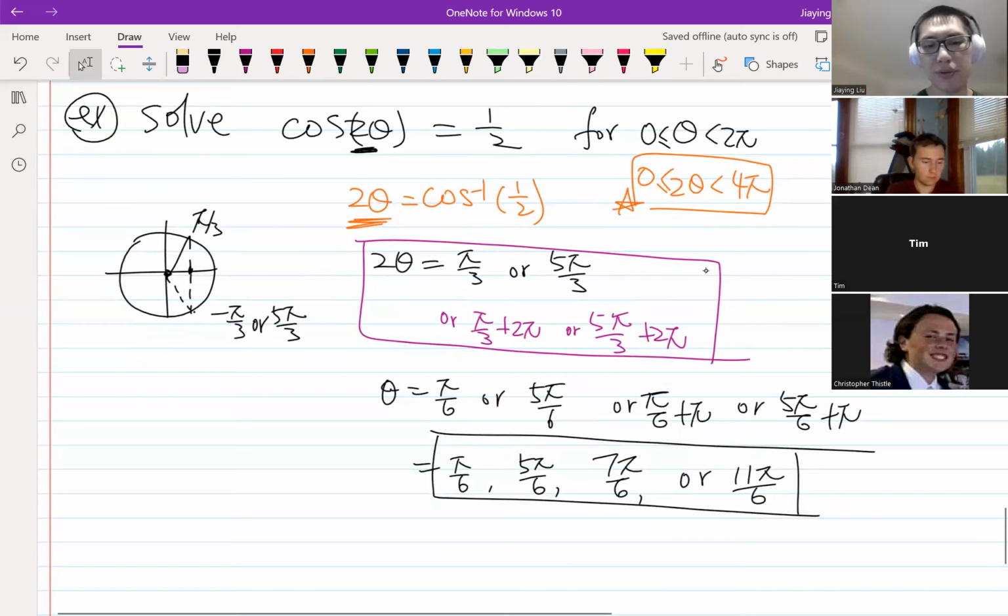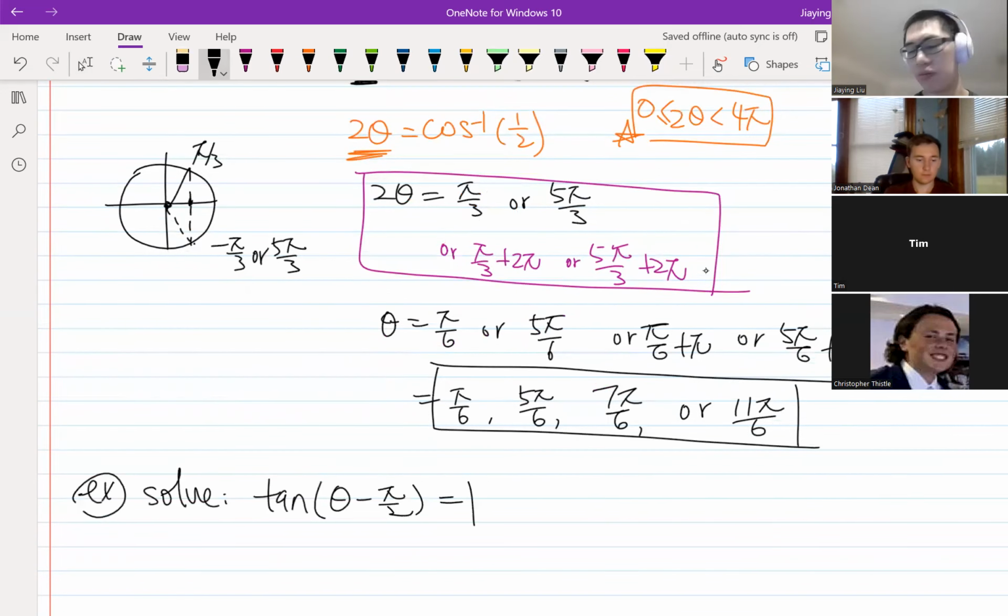The next example, what we're going to do is solve tangent of theta minus pi over 2 equals 1. Now, we all know what tangent equal to 1 means. The tangent of what angle gives us 1, right? Tangent of 45 degrees gives us 1. That's what we memorized in the past. But here we're looking for tangent of theta minus pi over 2 to give us 1.